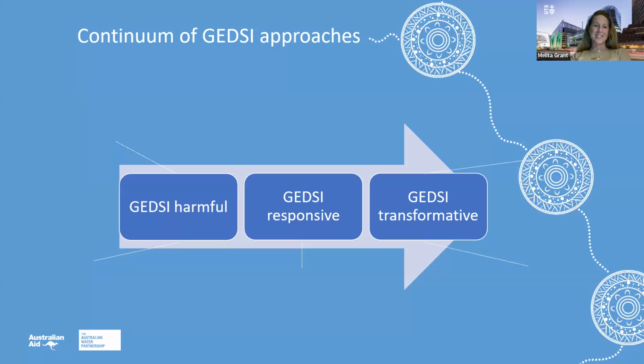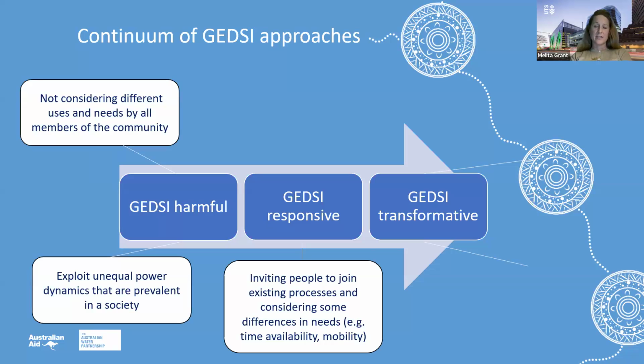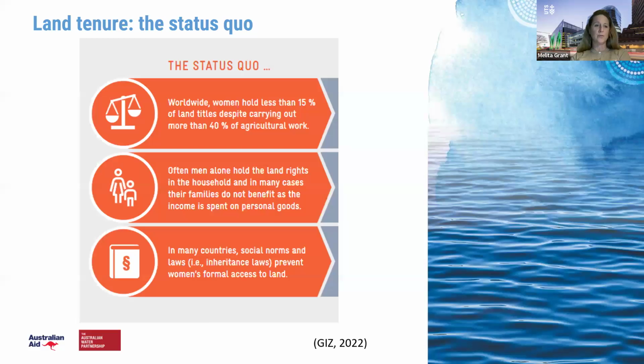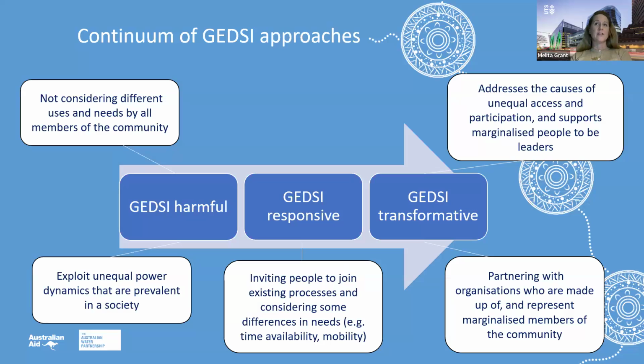I'm sure you've all seen this continuum of GEDSI approaches. So what we're trying to avoid is on the left-hand side, a GEDSI harmful approach. That's where we are not considering the differences between people. You're seeing people as people and just going about business as usual. A harmful approach might also exploit the differences in society. So for instance, child labor, and make use of that. So we're trying to really avoid any harmful approach.